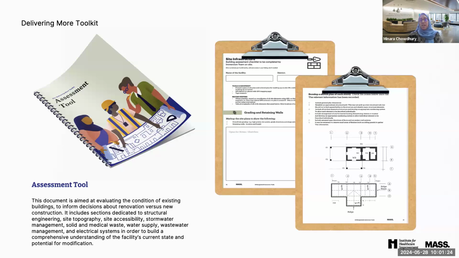We have a facility assessment tool. This will predominantly be used by the engineers, so there's real guidance on how to consider space. Should it be a new build? Should it be a renovation? Should there be an extension? Thinking about structural, thinking about wastewater and water supply, thinking about medical waste, thinking about all those factors that sometimes get missed and get left till the end.